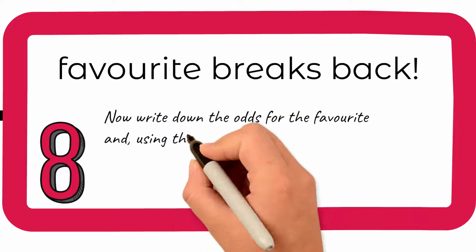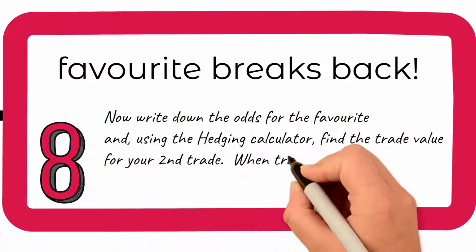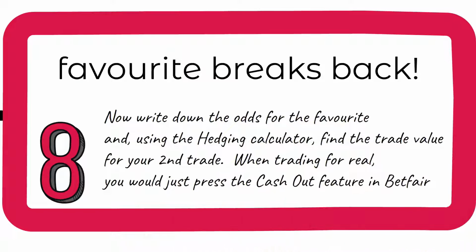And when that happens, you write down the odds and then, using the hedging calculator on Net Profit website, calculate the trade value for your second trade. Of course, later on when you're trading for real on BETFAIR, you just hit their cash out feature.